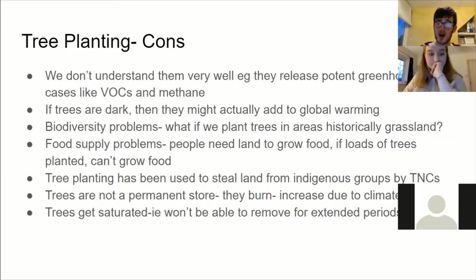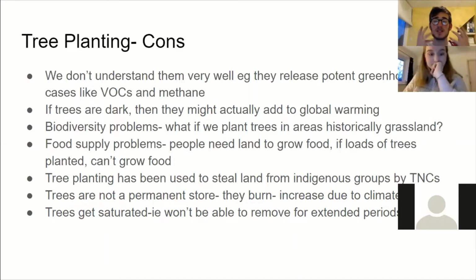Also, if trees are dark, they might actually add to global warming because they reflect less sunlight and absorb heat, therefore adding to the warming. That's called the albedo effect. And if trees reduce the albedo, which means reflectivity, then they can actually add to global warming. They also can have biodiversity problems. What if we plant trees in areas that were historically grassland? If we want to remove CO2 at the scales people think trees can, then that's actually what we're going to have to do.